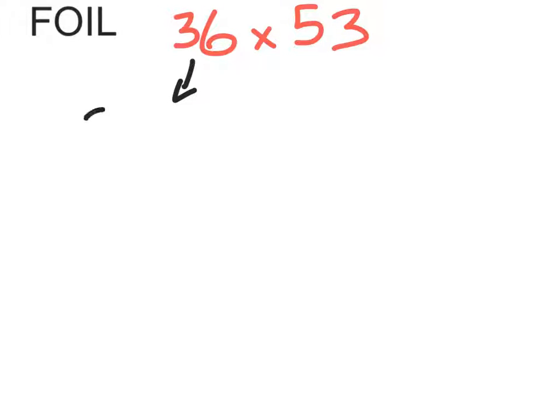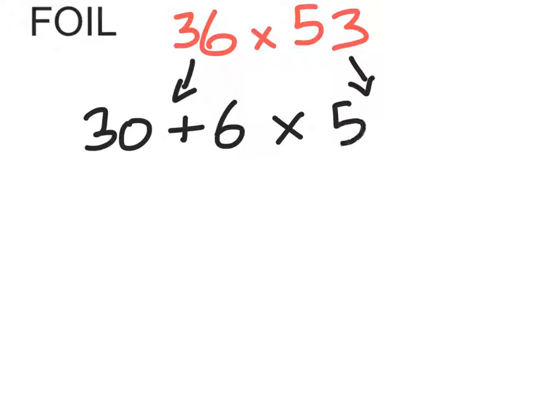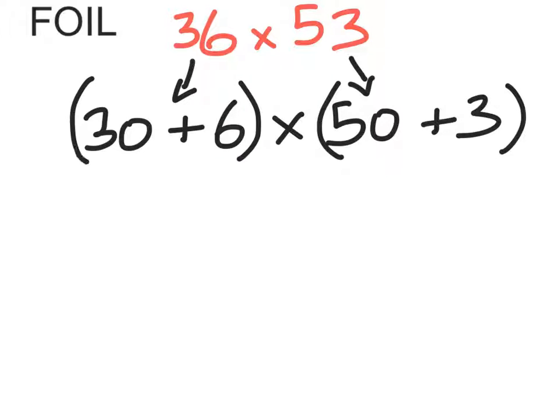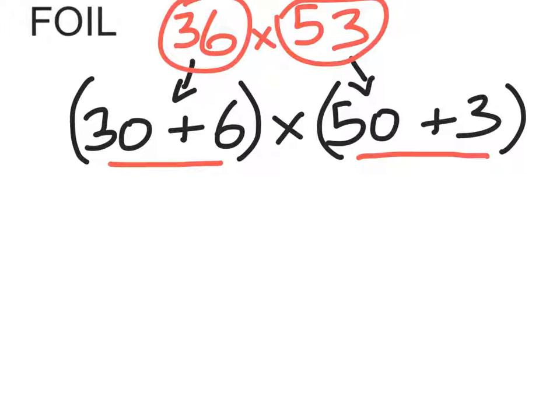So let's say we have a question like this. 36 times 53. Well, the first step is to break these numbers down. So 36 can be broken down to mean 30 plus 6, times 53 can be broken down to be 50 plus 3. And then what we do is we put brackets around our numbers. So this section here, 30 plus 6, represents 36. And this section here, 50 plus 3, represents 53. That's the first step to FOIL.